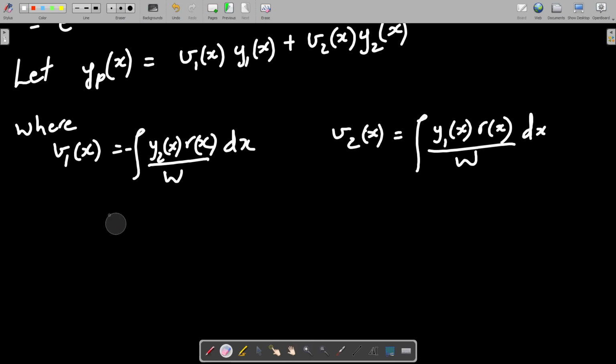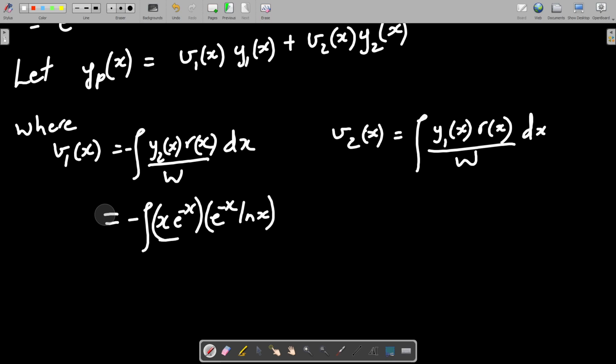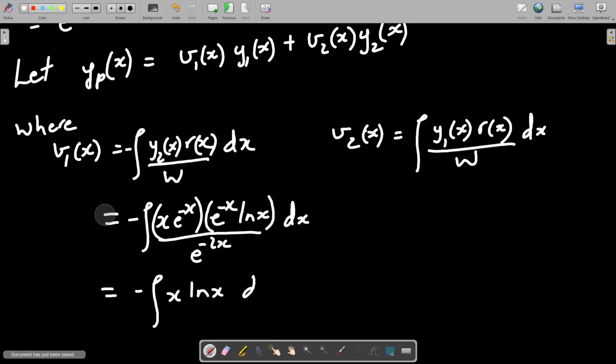So write down now. This is going to become, substitute here, y2 is what? X e raised to minus x. Rx was what? E raised to minus x into ln of x. Denominator is what? E raised to minus 2x dx. So what remains here for integration is only x ln of x. Okay, this you'll have to do by product rule. Before I go down, I'll finish this also and go.